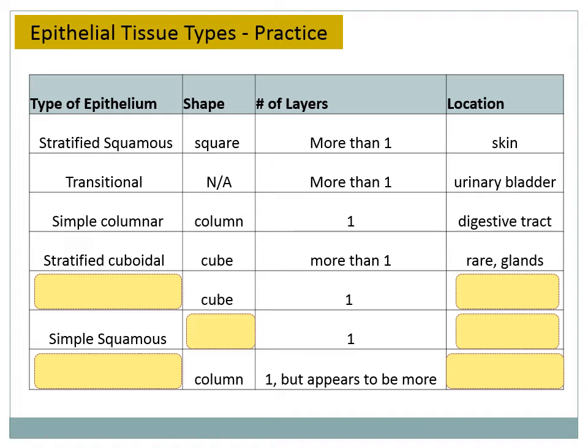Okay, anyways, so we have a cube and we have 1 layer. That is going to be simple cuboidal. Its location is going to be lining the glands. Okay, so we have glands, cuboidal.